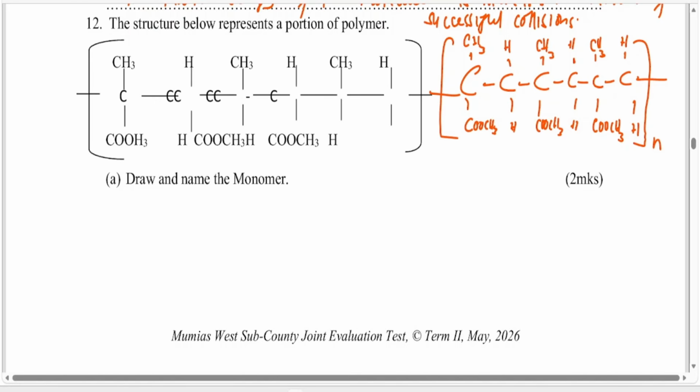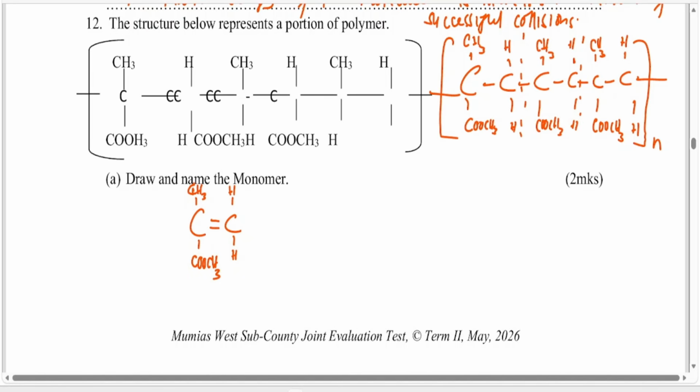We have been taught to draw and name the monomer. What is the monomer? As you can see, there are repeated parts. You can see this repeats itself again at this point here. So we can extract the monomer. Our monomer is going to be C double bond C, then we have the CH3, a hydrogen at this point, another hydrogen at this point, and then the COOCH3. So this is the monomer.